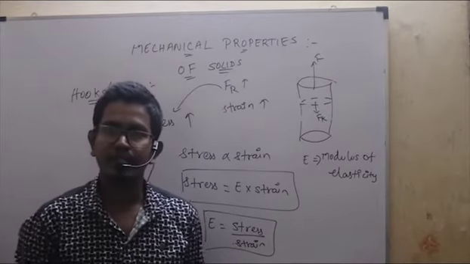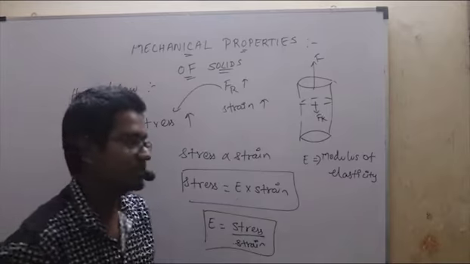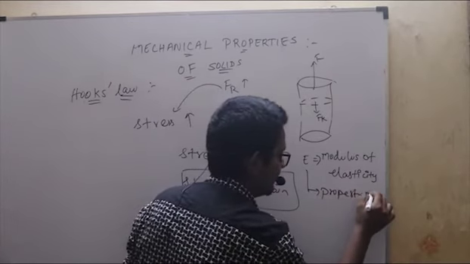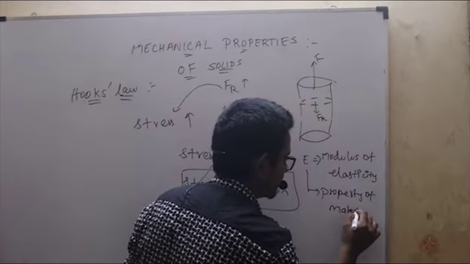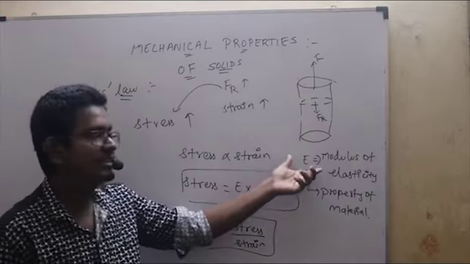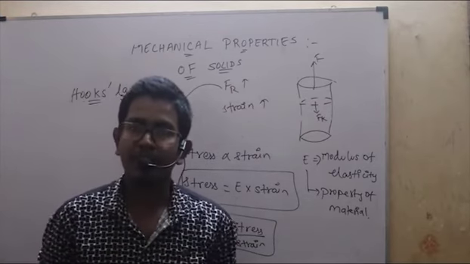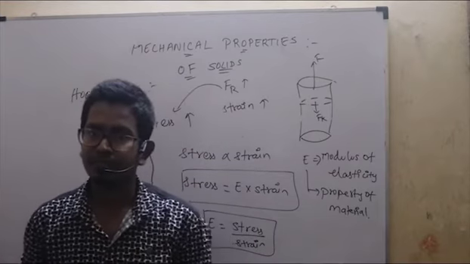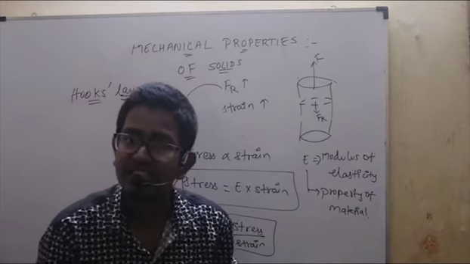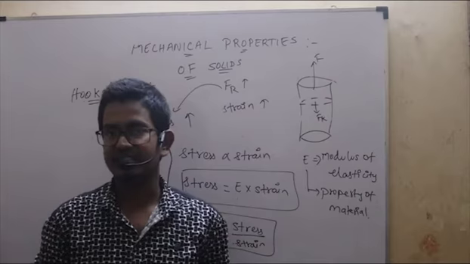It is a constant. It does not depend on anything. It is a property of the material. Like the refractive index, which is also a property of the material. Right? So if the E value is more, if the modulus of elasticity value is more, that means that object has more elasticity. If the E value is less, that means the object has less elasticity.